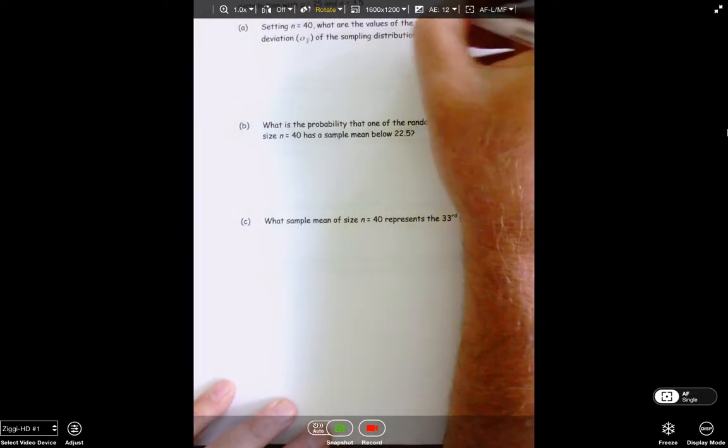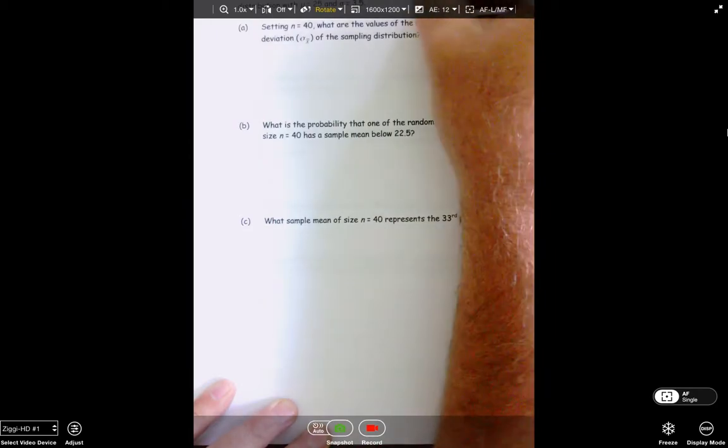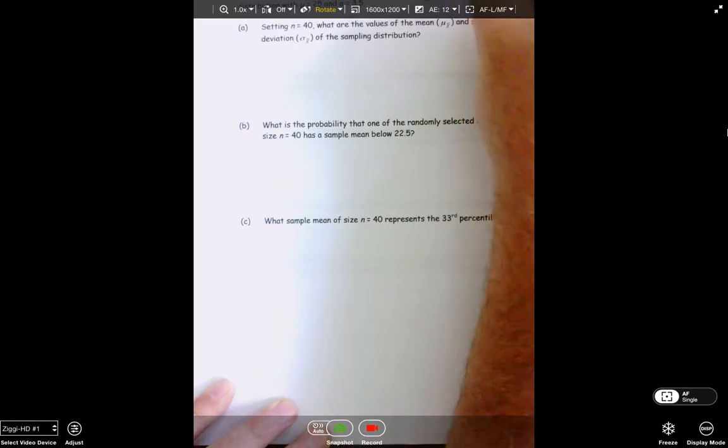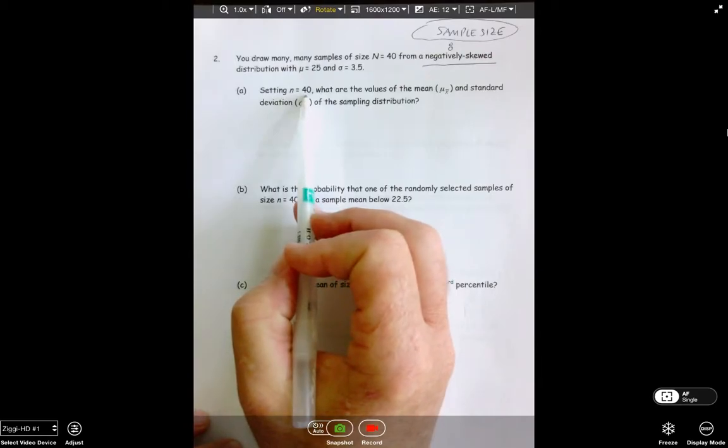You draw many, many samples of size 40 from a negatively skewed distribution. All right, negatively skewed distribution, what should you think? Sample size. In a negatively and positively skewed distribution, we have to have sample size bigger than 30. So setting n equal 40, all right, that's cool. So it's bigger than 30. What's the mean and the standard deviation?